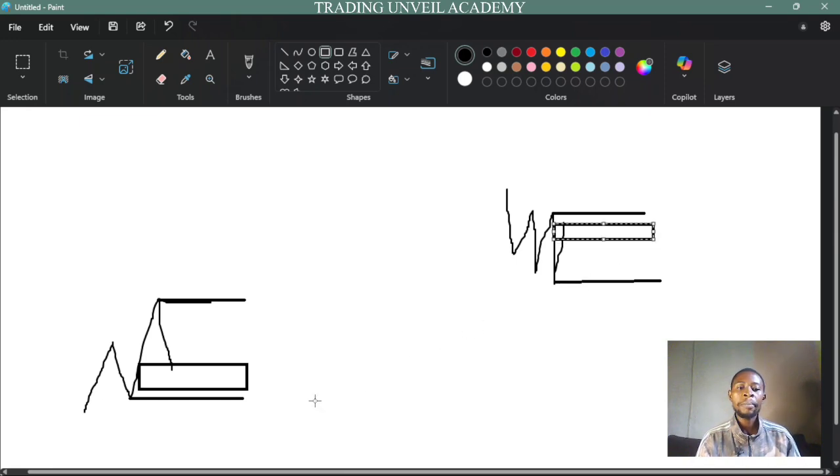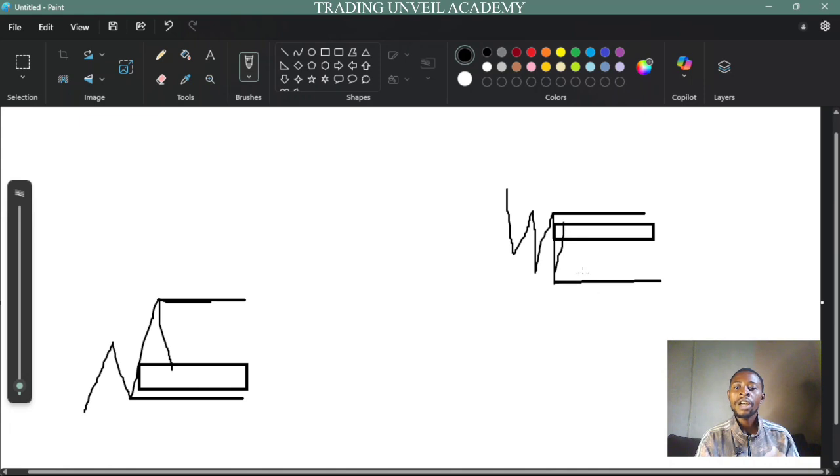So now, after marking your point of interest, the next thing to do is to just wait. You have to wait for the market to come to this point of interest. Then you switch to a lower time frame when the market comes to this point of interest, for you to either buy on this uptrend movement, and then to sell on this downtrend movement.